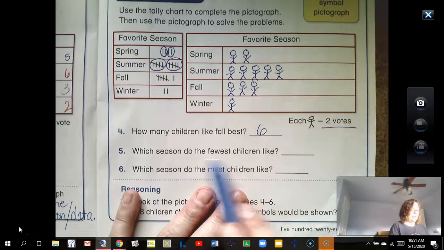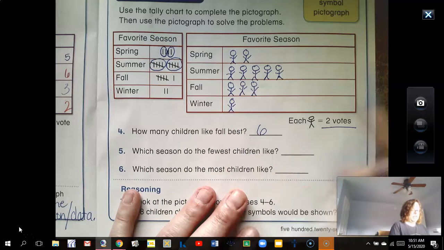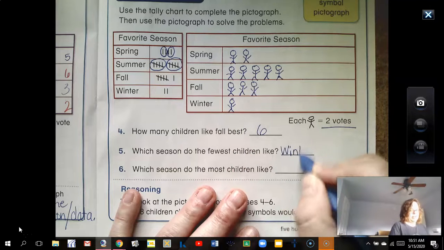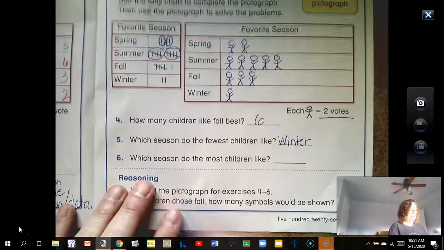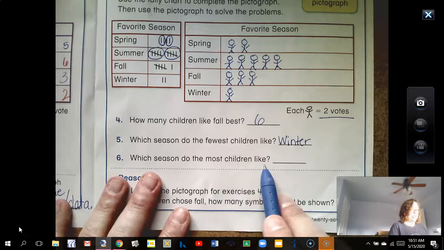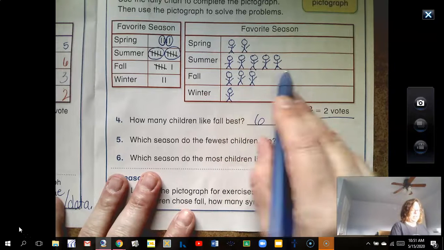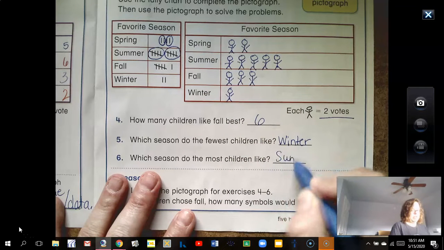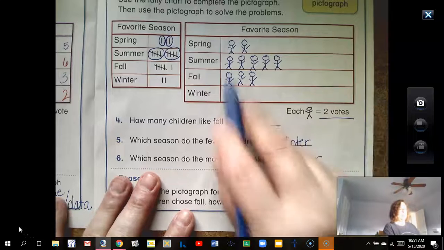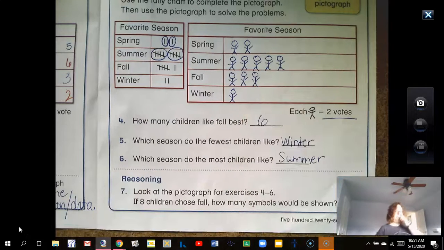Which season do the fewest children like? Winter, because there's only 1. That means only 2 children voted there. Which season do the most children like? Well, there's the most right up there. Summer. That's 10. Remember? 2, 4, 6, 8, 10.